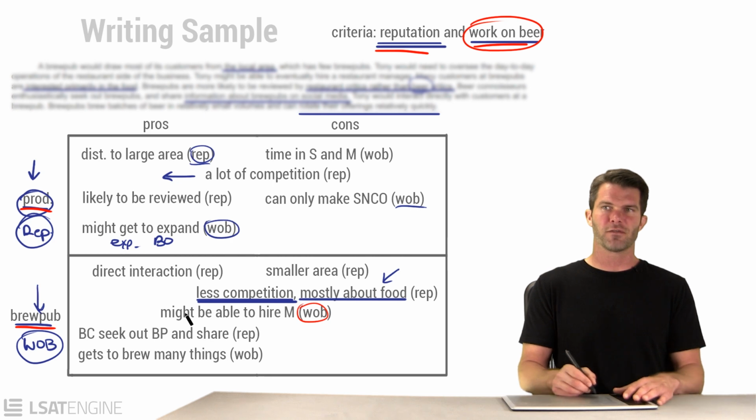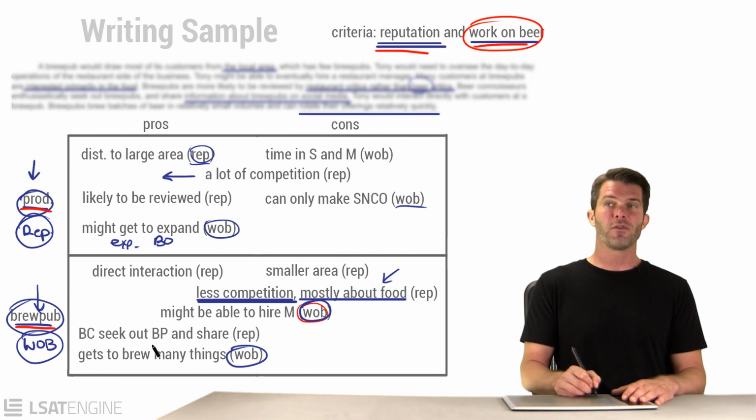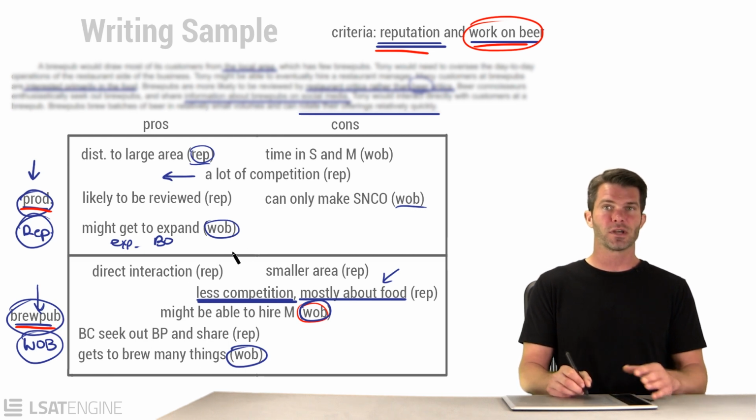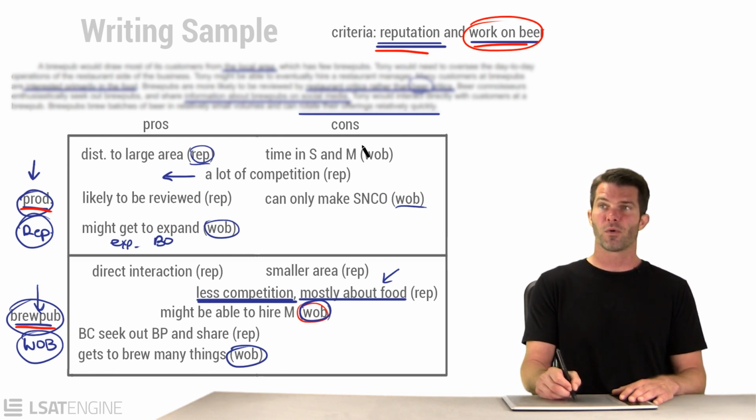So let's just say for the sake of argument that we're going to go with the brew pub. We're going to say Tony should start a brew pub. We're going to focus on all of our pros about working on beer. We're going to spin this in a positive. And we're going to focus on all the other side's cons about everything. The cons about working on beer and the cons about not having a good reach of reputation.